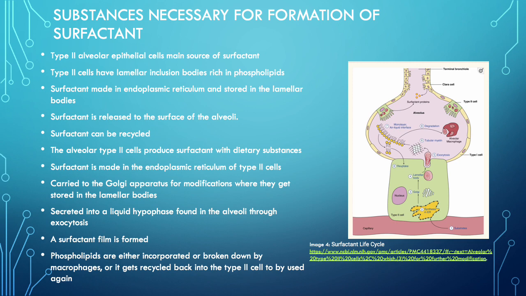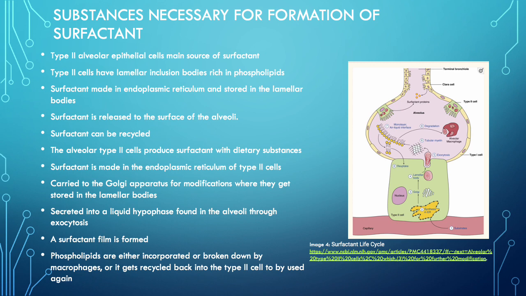Surfactant can be recycled. The alveolar type 2 cells, which make up about 7% of the surface of the alveoli, produce surfactant with dietary substrates. Surfactant is made in the endoplasmic reticulum of type 2 alveolar cells. It is then carried to the Golgi apparatus for modifications. The majority of the components of the surfactant get stored in the lamellar bodies until they get secreted into the liquid hypophase found in the alveoli through exocytosis.